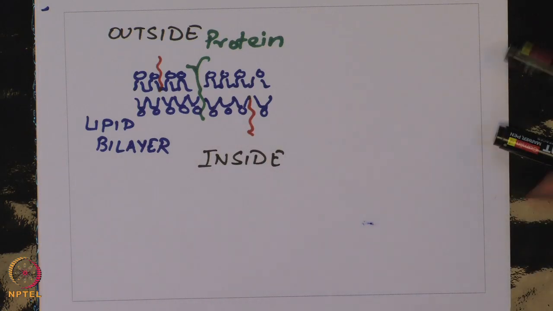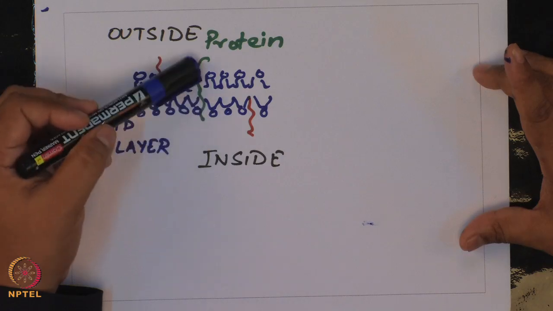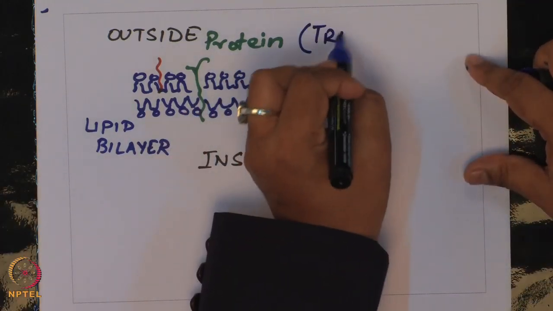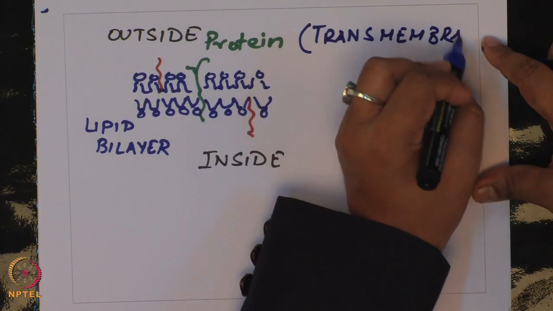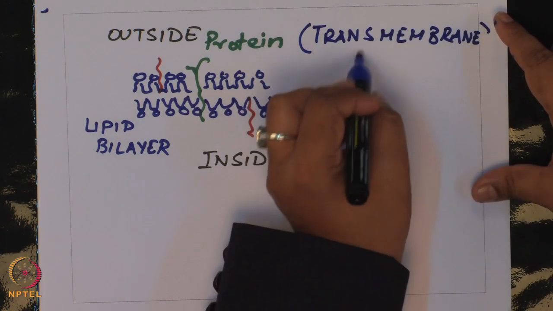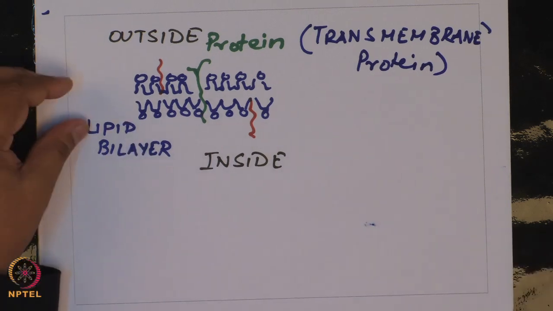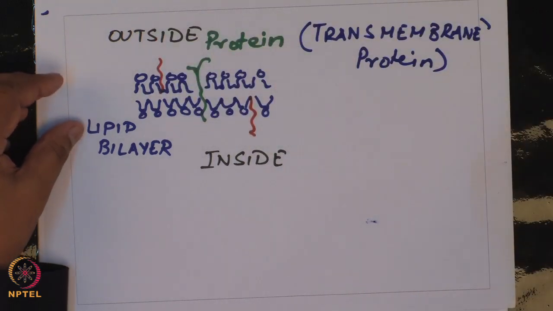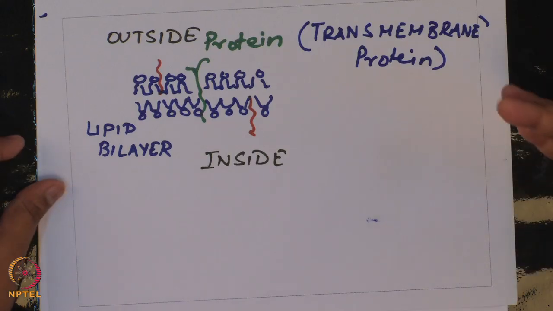So, there are some proteins which span the entire lipid membrane and these are called transmembrane proteins. So, this is an example of a transmembrane protein. But you can have proteins which are either sequestered to the inner leaf of the lipid bilayer or the outer leaf of the bilayer. So, these transmembrane proteins are the ones which actually interact with the extracellular space.